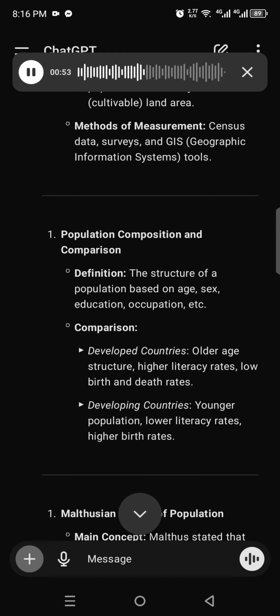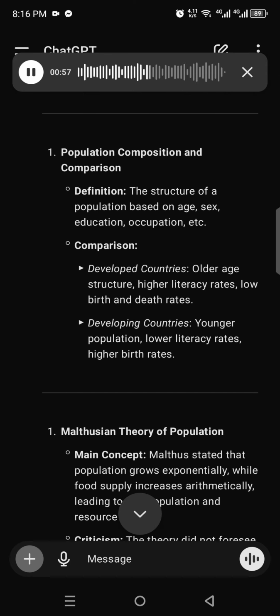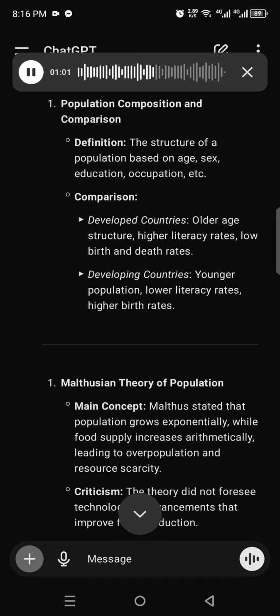3. Population composition and comparison. Definition: the structure of a population based on age, sex, education, occupation, etc. Comparison: developed countries have an older age structure, higher literacy rates, low birth and death rates. Developing countries have a younger population, lower literacy rates, higher birth rates.